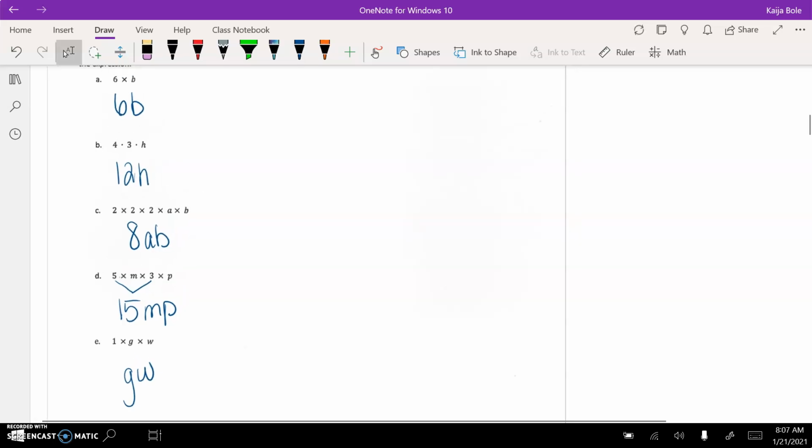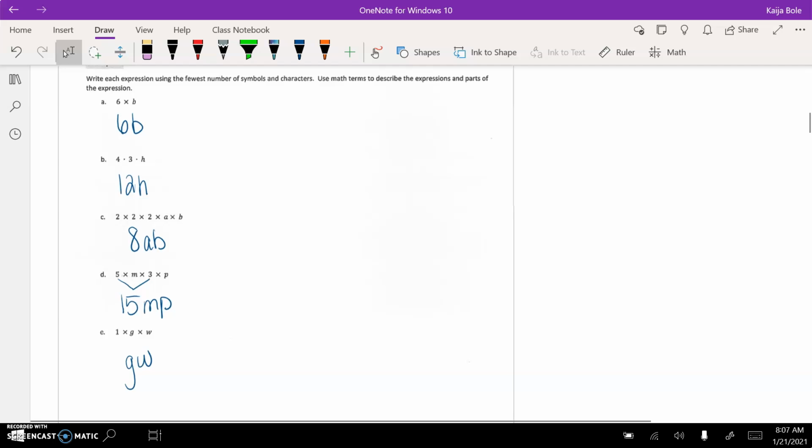So if you take a look at this page, a few things to notice. The numbers always go in the front, the letters always go at the end, and the letters in general usually go in alphabetical order, okay? Not a big deal if you forget that sometimes, but it's just the way our minds tend to work, we want to put things in order. Okay, so that's the first page.